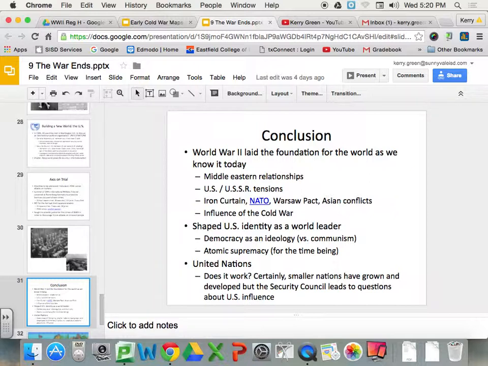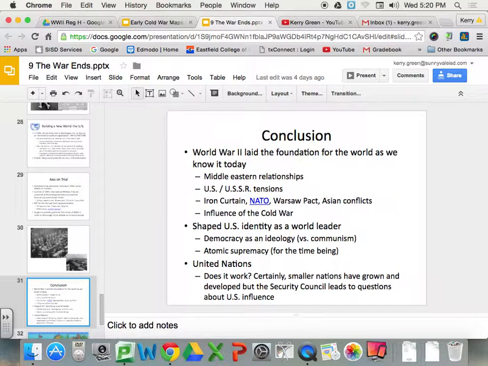The Warsaw Pact, where the Eastern European communist countries get together, and we have this emerging pattern of Asian conflicts, whether it's Korea and then later Vietnam. And we'll get into that in more detail in Unit 8. All of this creates the foundation for the Cold War. So as we're talking about 1945, it's setting us up for the Cold War and what's happening.